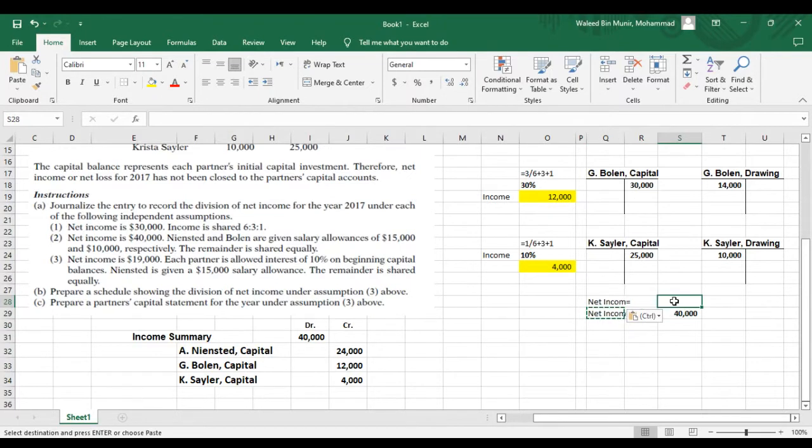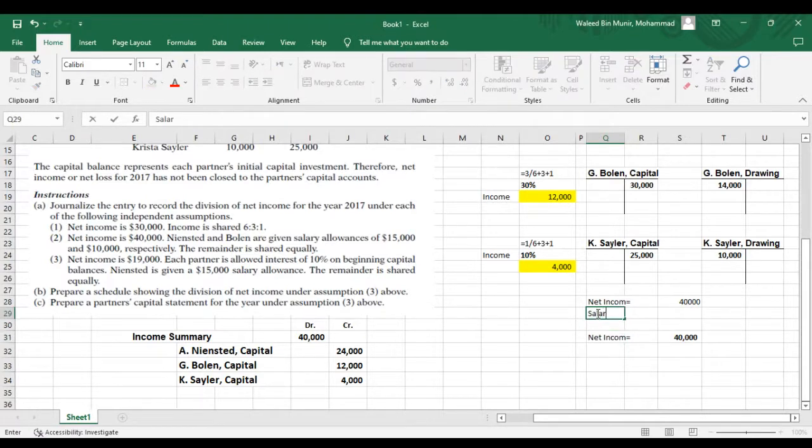Net income is, let's say, 40,000. Okay. Then, out of this net income, what is the other? There is a salary, right? Yes, doctor. How much is the salary? 50,000? For Nielsen and Bolan are given salary. Total salary is 25,000. 25,000, right? Yes.